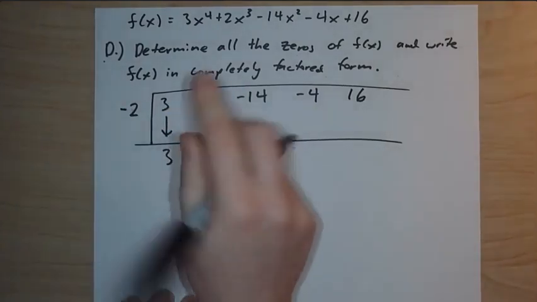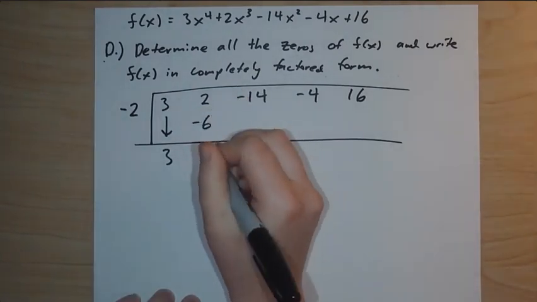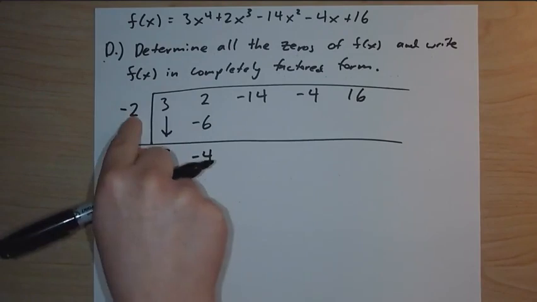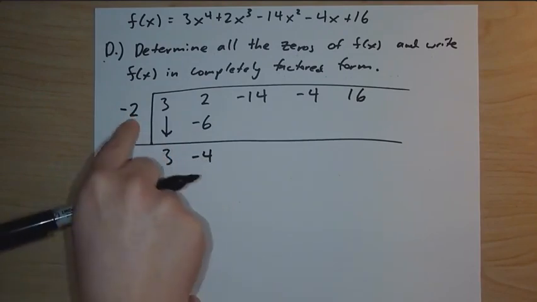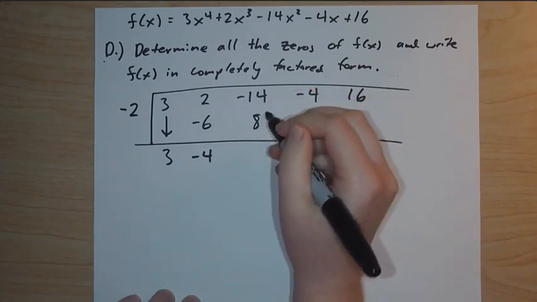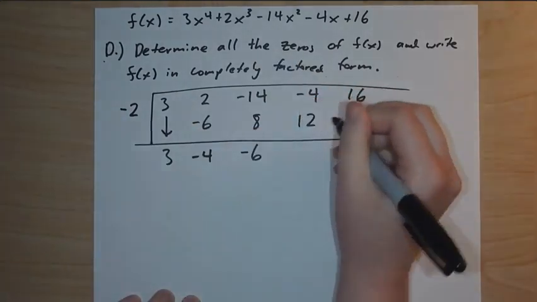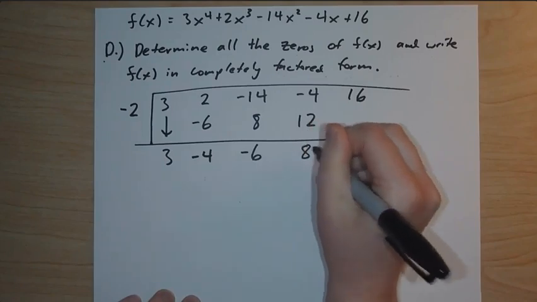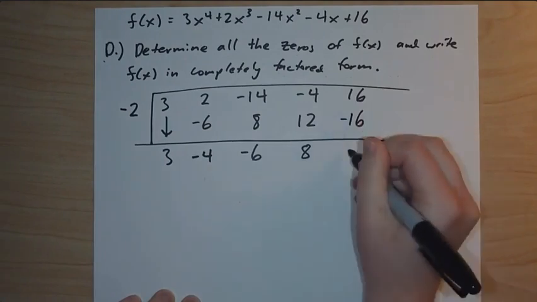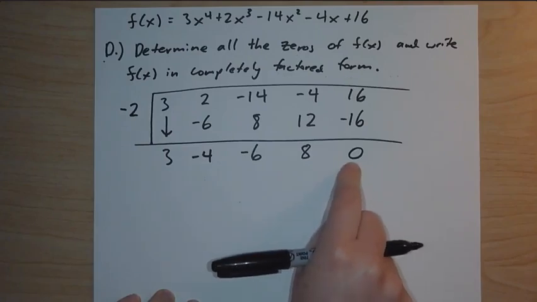3 times -2 is -6. We're going to write that here. We're going to add these two numbers. 2 plus -6 is going to give us -4. Then whatever number is here, we're going to multiply it by our number here. So -4 times -2 is +8. And then going on and on, -14 plus 8 is -6. -6 times -2 is +12. 12 minus 4 gives us 8. 8 times -2 is -16. And 16 minus 16 is 0. And so we have confirmation that this is a 0 because we have 0 as a remainder.